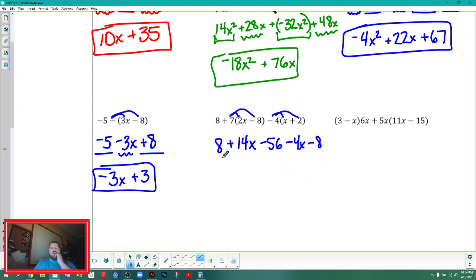Okay. Number-wise, I have 8, -56, and -8. X-wise, I have 14 and -4. So it turns out that numbers-wise, my 8s cancel because that's an 8, that's a -8, and I only have -56. X-wise, I have 14 and -4, that's going to give me a +10. And then -56.